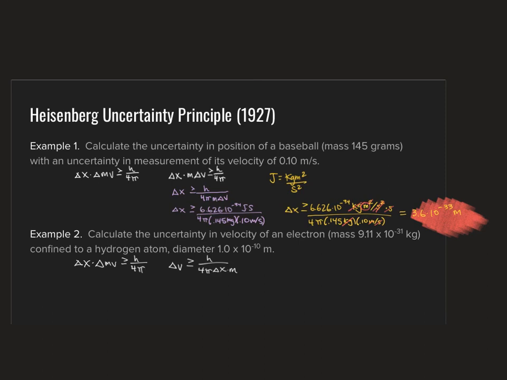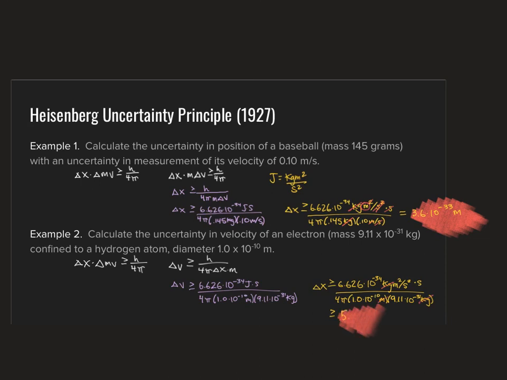And plugging in my numbers here, again, Planck's constant of 6.626 times 10 to the negative 34th joule seconds divided by 4 pi times my uncertainty in position. Again, I know it's somewhere in the atom, so I'll put in that number of 1.0 times 10 to the negative 10th meters for that position measurement, times that mass of the electron of 9.11 times 10 to the negative 31st kilograms. And you'll notice here this time when I make my calculation that the uncertainty in velocity of that electron is now 5.8 times 10 to the 5th meters per second.